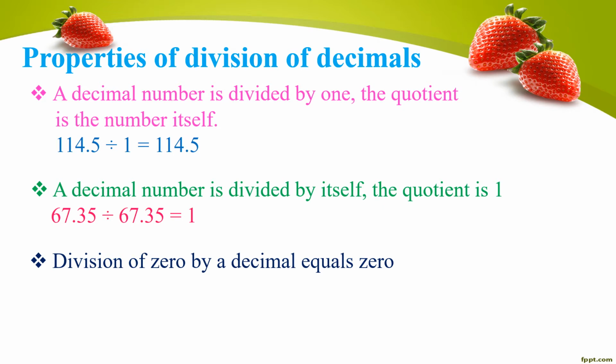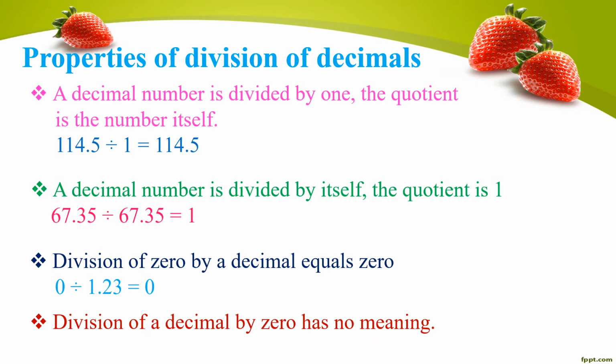Division of 0 by a decimal number equals 0. Let us see. 0 divided by 1.23 is equal to 0. You know very well that if 0 is divided by whatever number, the result will be 0 itself. Okay. So, on dividing 0 by any number, the result is always 0. If you multiply a number by 0, the result will be 0. The same way, when you divide 0 by any number, the result will be 0.